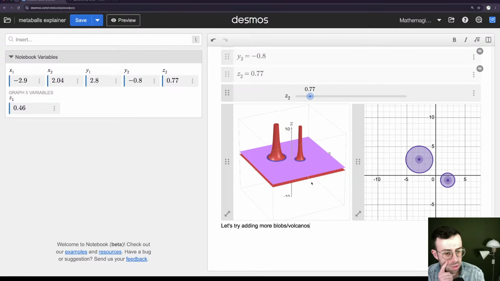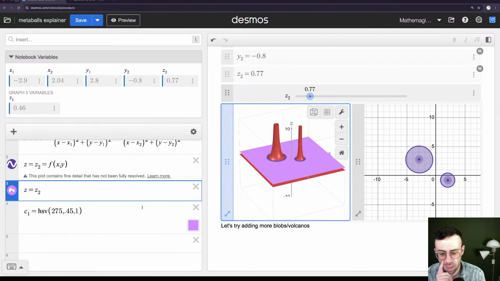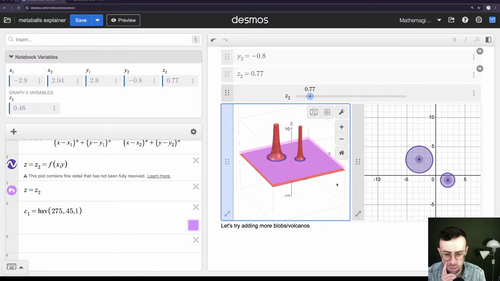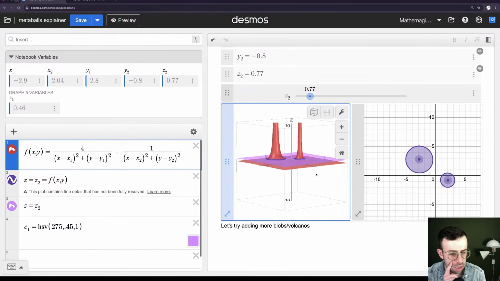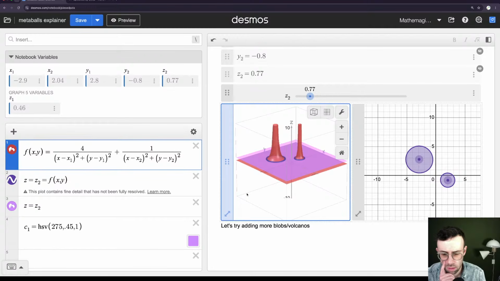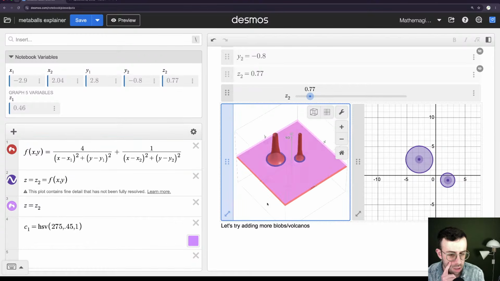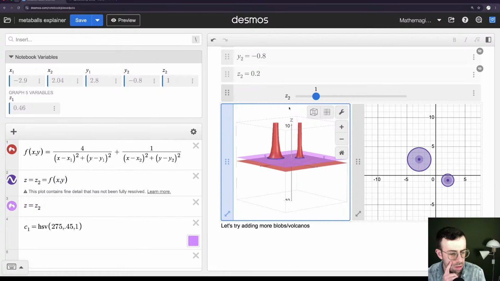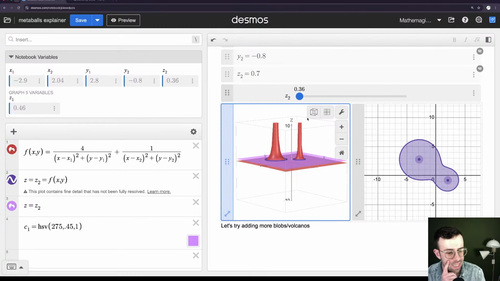Purple plane, half transparent. I don't think I can make the purple one half transparent because I can't change opacity. But maybe I could do this. That does look better, actually. You're right. Yeah, I think that does look good. Then you see the whole volcanoes as you go. So in 3D, I guess these are volcano blobs.